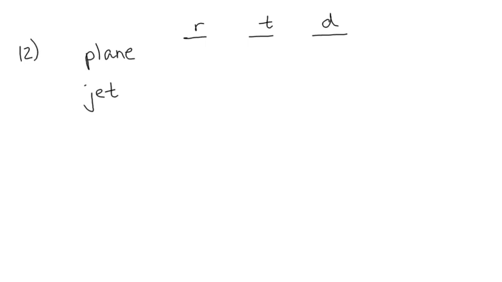Okay, on number 12, we're looking for how far from the airport will the jet overtake the private plane. So we're looking for at what point will the jet and the plane be an equal distance from the airport.